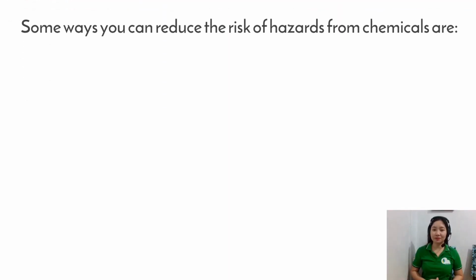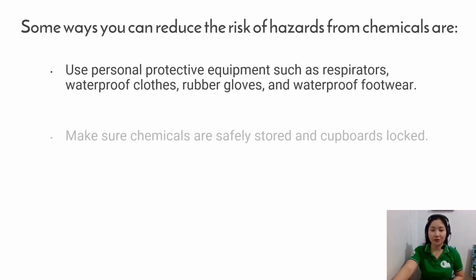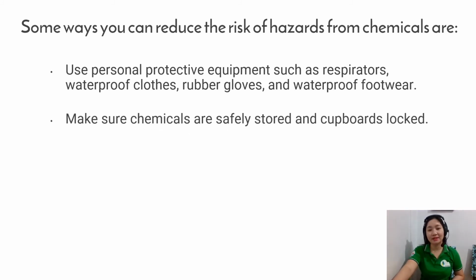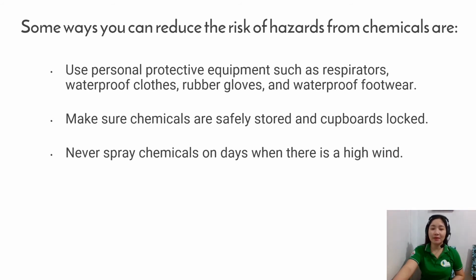Ways you can reduce the risk of hazard from chemicals. For the first one, we have to use personal protective equipment such as respirators, waterproof clothes, rubber gloves, and waterproof footwear. Safe work practices or personal protective equipment should be used. Next, make sure chemicals are safely stored and cupboards locked. Never spray chemicals on days when there is a high wind.